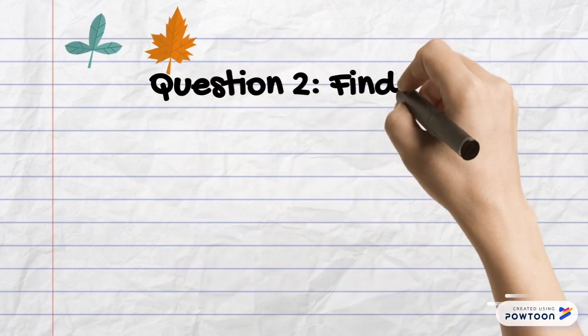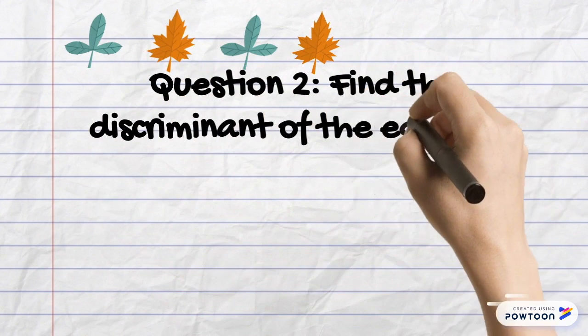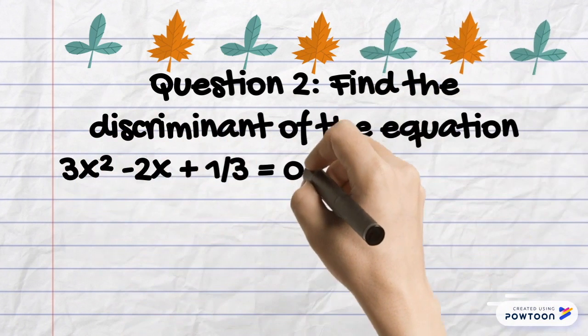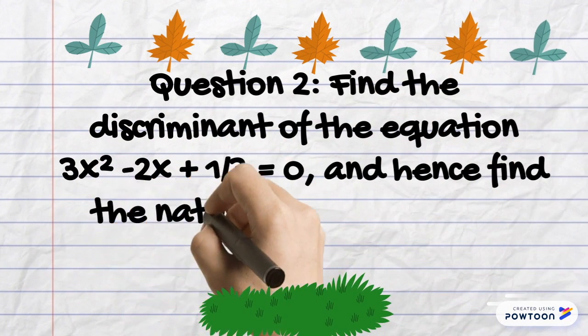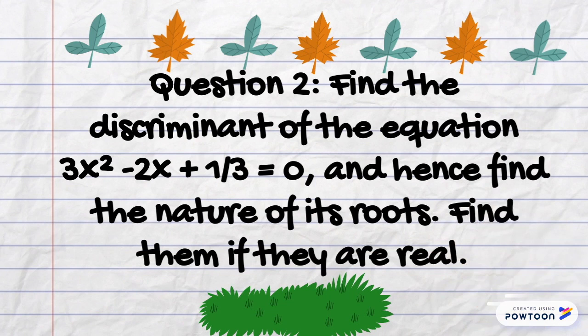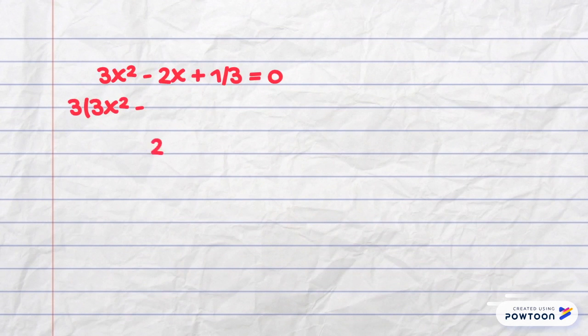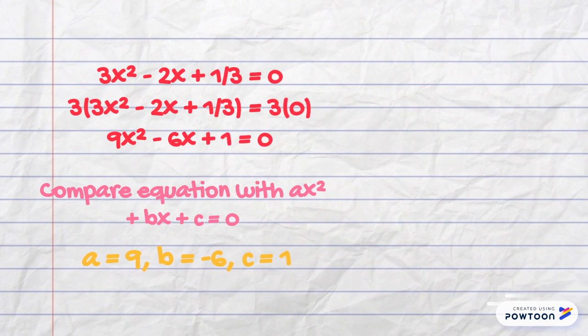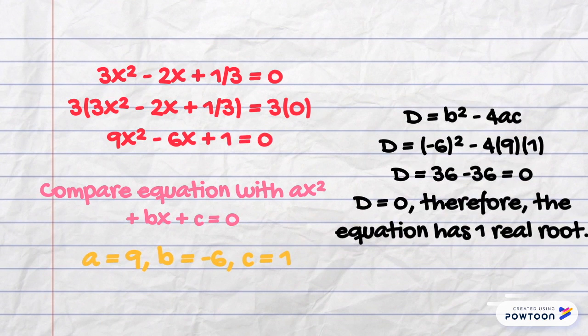If you are given a question that says find the discriminant of the equation 3x squared minus 2x plus 1/3 is equal to 0 and hence find the nature of its roots, find them if they are real. So first of all, you have to multiply both sides of the equation by 3 and then you will get 9x squared minus 6x plus 1 is equal to 0. And then you have to compare with the equation ax squared plus bx plus c is equal to 0 and you know the a, b and c. And use the discriminant formula and you will know how many roots there are.